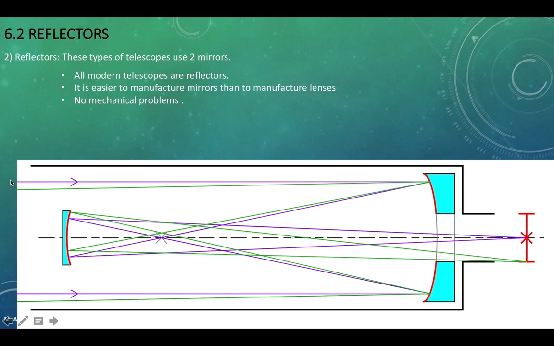So what happens is that the light is coming from this direction and from that direction. The light will go all of its way. It will reach mirror 1. Mirror 1 will reflect the light into mirror 2. Mirror 2 will reflect the light back into the eyepiece, and this is where you would put your magnifier to look at the object.